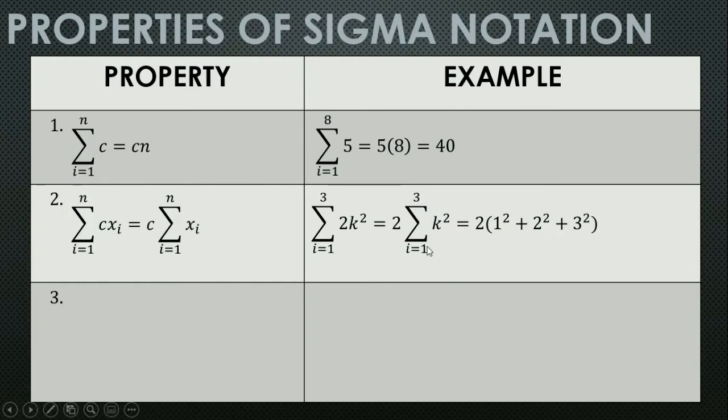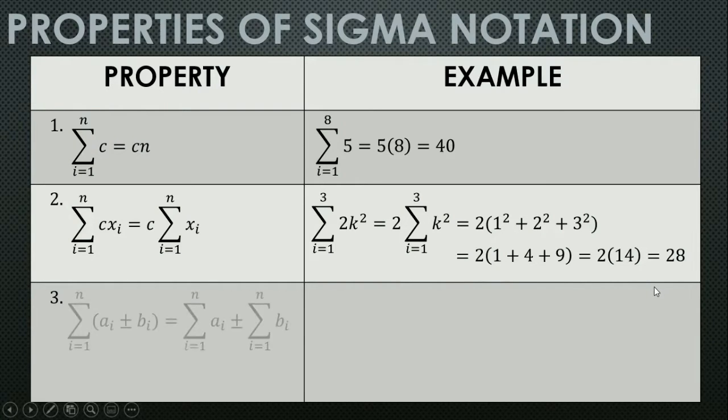and then sinulot natin yung summation symbol from k squared, the summation of k squared from 1 to 3, then 2 times, sinubstitute na natin yung mga numbers from 1 to 3. What are those numbers? 1, 2, and 3. 1 squared plus 2 squared plus 3 squared, or that is 2 times 1 squared is 1, 2 squared is 4, 3 squared is 9. So, adding this, it will give us 14. 2 times 14 is 28.